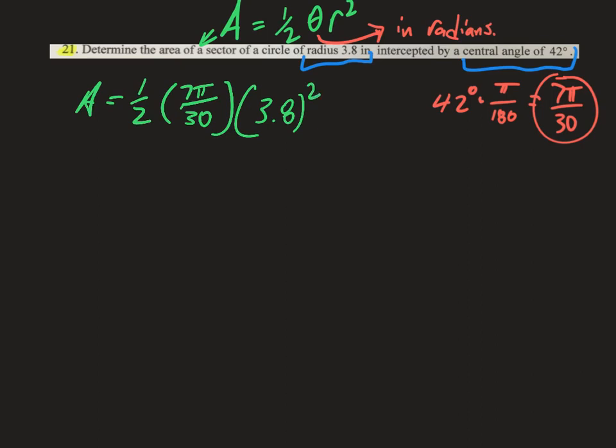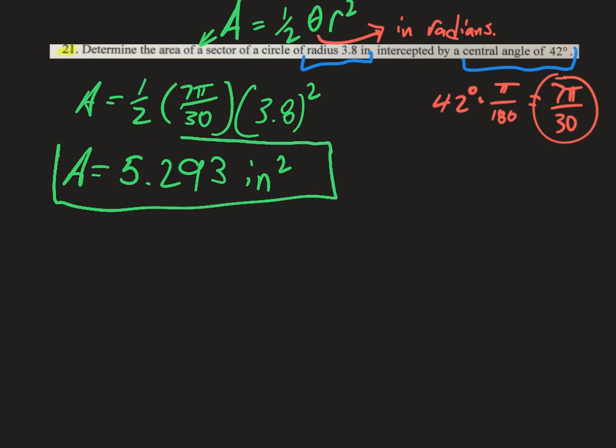And since there's already some decimals in here, we can go ahead and solve this as a decimal. No big deal. So just kind of plugging the numbers in and crunching it out, and we should get that my area is equal to 5.293 inches squared. Okay, notice I squared the radius, so that's inches squared. Okay, make sure you get those units right.